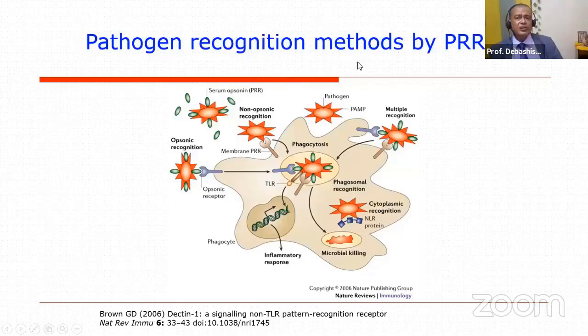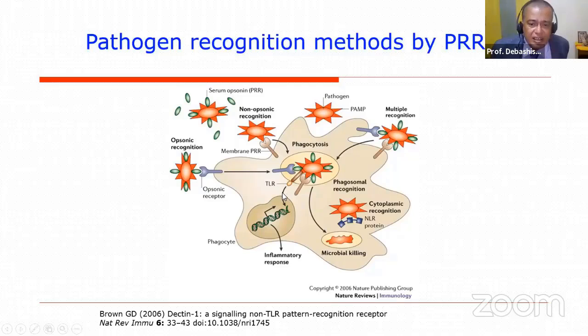The pathogen recognition methods by PRRs are broadly three mechanisms. One is called non-opsonic recognition. So you can see there are membrane PRRs which can bind to the pathogen. And there are serum opsonins. So if opsonins recognize the opsonic receptors, then there can be opsonic recognition. So a pathogen may be recognized by a non-opsonic pathway or opsonic pathway, but there can be multiple recognitions also. You can have both opsonic recognition like this, as well as non-opsonic recognition like this.